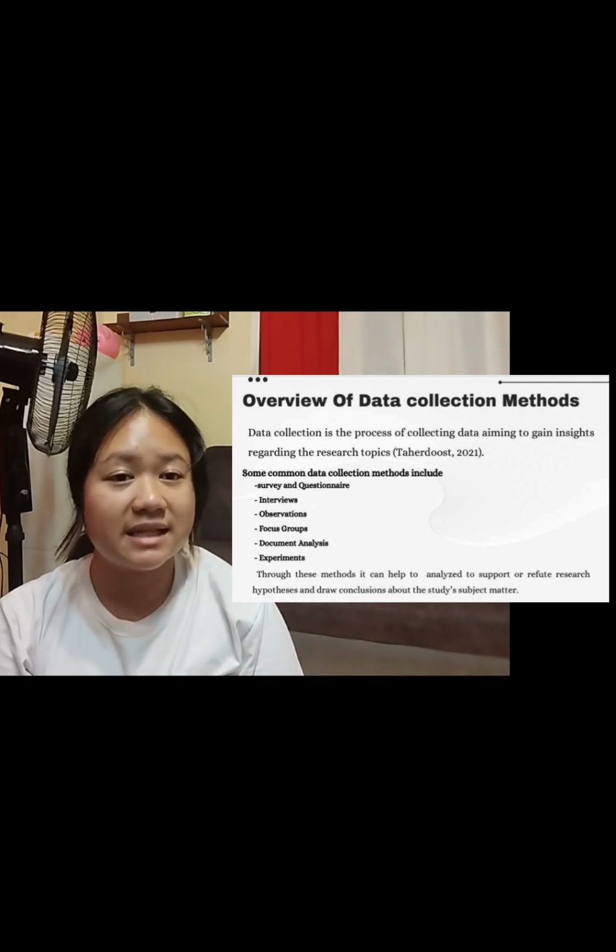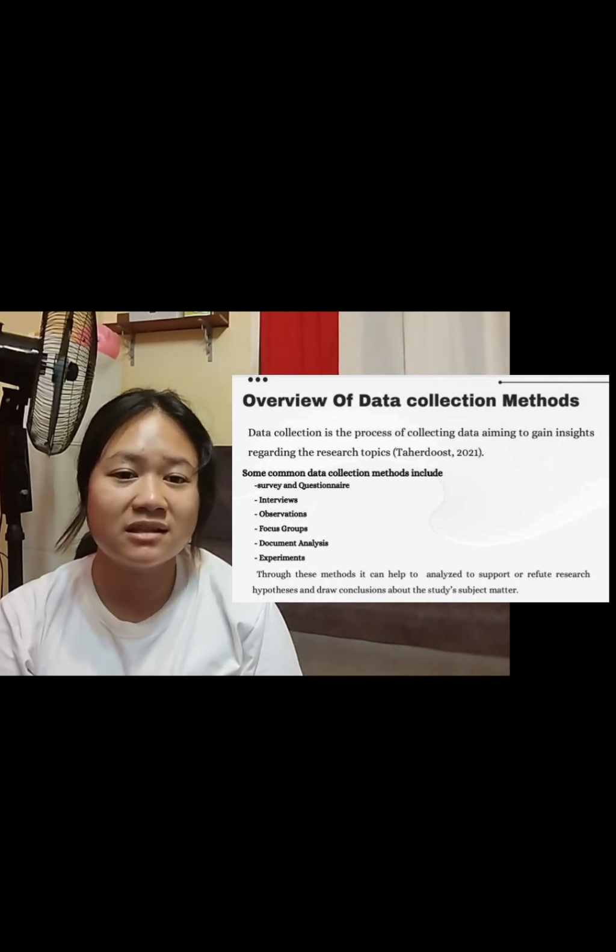These methods are carefully selected based on the type of research, the objectives, and the kind of data required. Some of the most commonly used data collection methods include surveys and questionnaires, interviews, observation, focus groups, document analysis, and experiments. Each of these has its strengths and is used in different types of research situations.